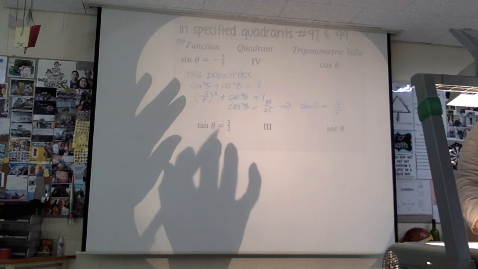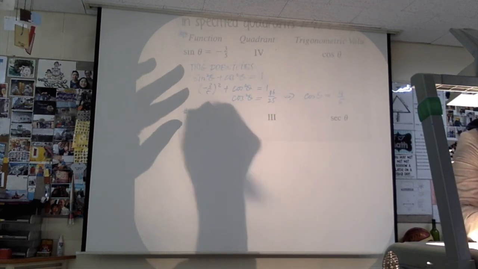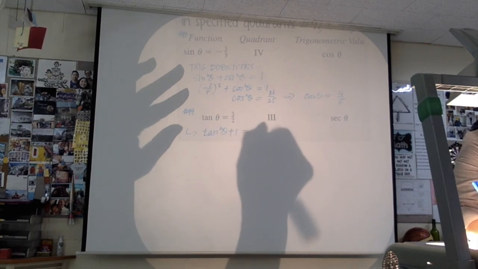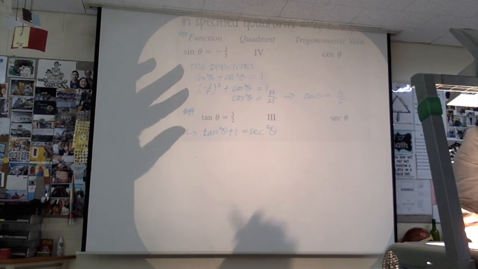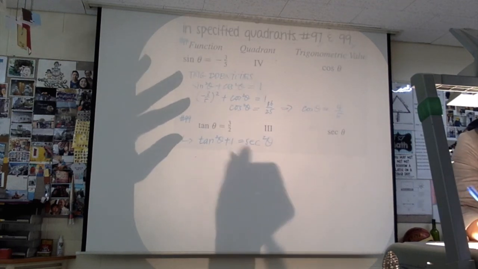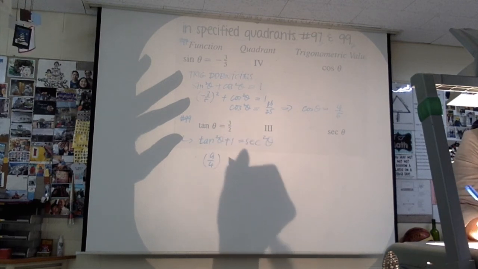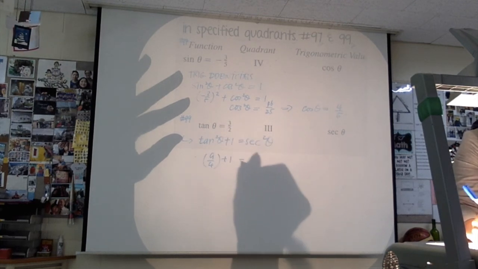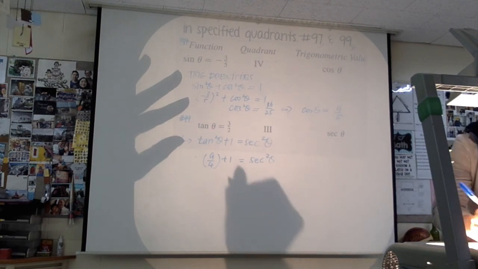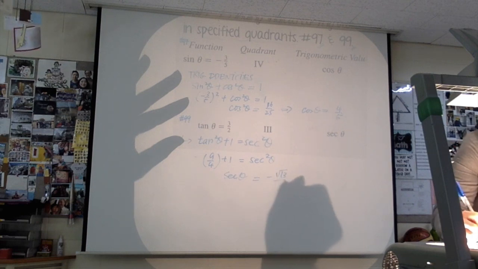Same with the tangent. Use this trig identity. This is number 99. Use tangent squared theta plus 1 is equal to secant squared theta, because you need to find secant. So all you do is tangent squared theta is 9/4 because you have 3 over 2 squared, plus 1 is going to equal secant squared theta. Then you get sec theta is going to equal negative root 13 over 2.